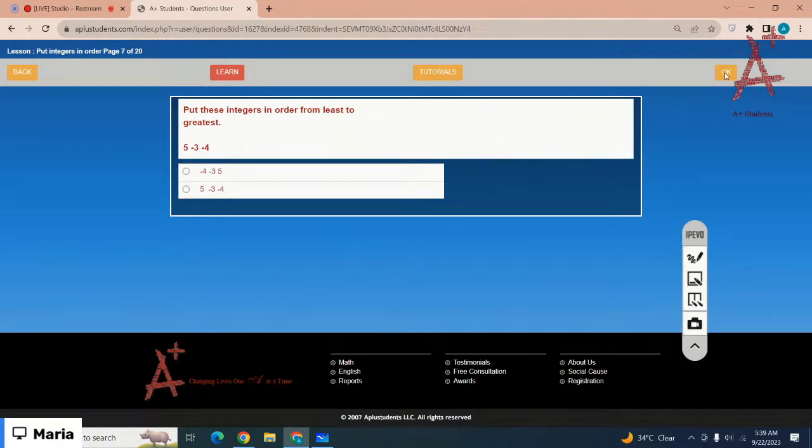Put these integers in order from least to greatest. So which is the correct option? Least to greatest. So the correct option is, very good. That would be negative 4, negative 3 and 5. Negative 4, negative 3 and 5. Very good.